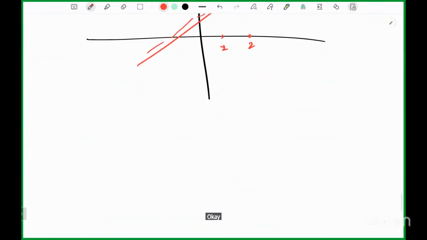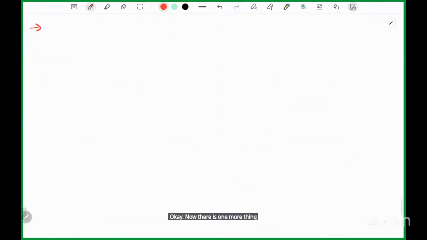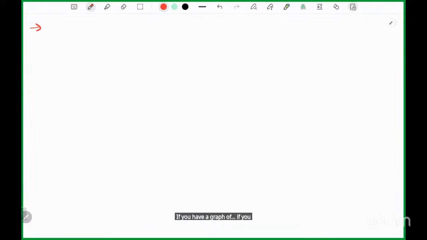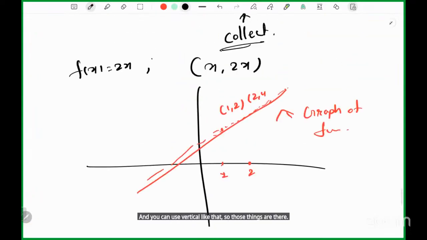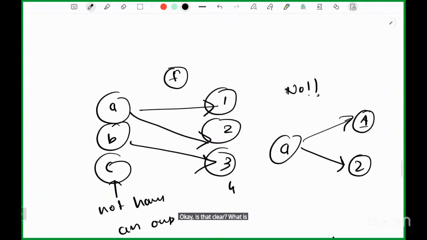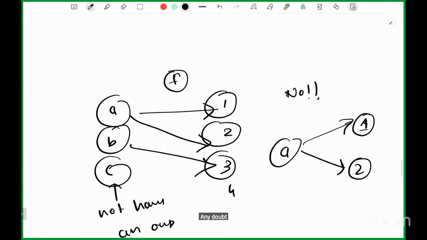Okay. Now there is one more thing which is also known as the vertical line test. For example, if you have any type of graph, and if someone asks you whether this particular graph represents a function or not, then you can use the vertical line test. So those things are there. Okay, is that clear? What is a function? Any doubt on function now?